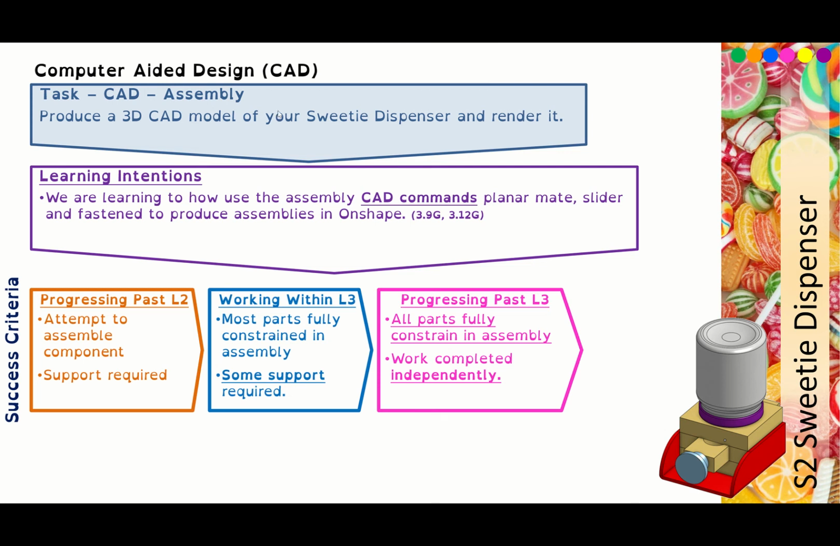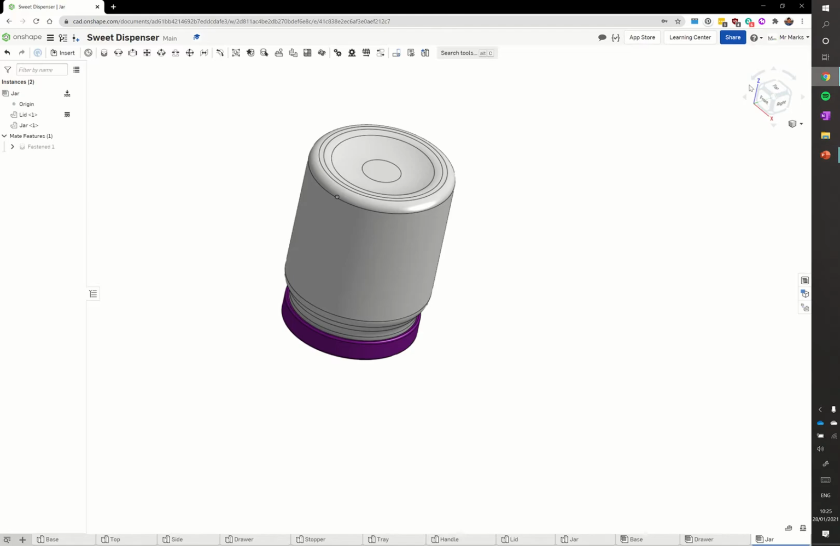Hi there, in this tutorial we're going to be doing our last one focusing on assembly. We're going to be using the CAD commands planar, mate, slider and fasten to produce an assembly in Onshape of the sweet dispenser. We want all the parts to be fully constrained for that top level of success. So we'll just jump into Onshape.